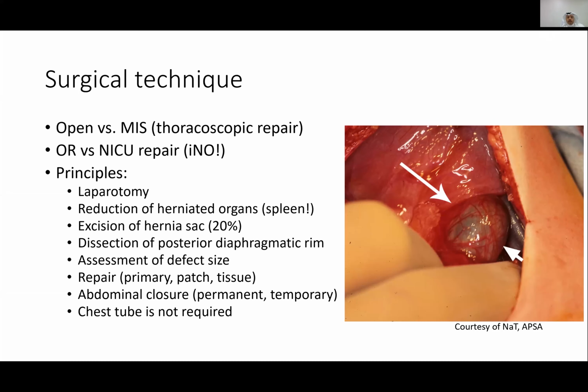Options of repairing the diaphragm: either primary, where you approximate it together, or you put a patch, or you do a tissue repair, and we'll talk about that. And then you close the abdomen, and watch out when you close the abdomen. If the baby has abdominal compartment syndrome, then you want to do something else, and we'll talk about the options. A chest tube is not required for all patients.